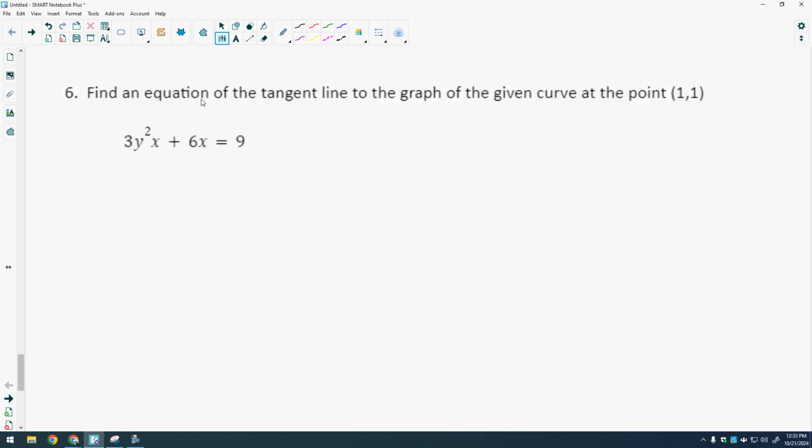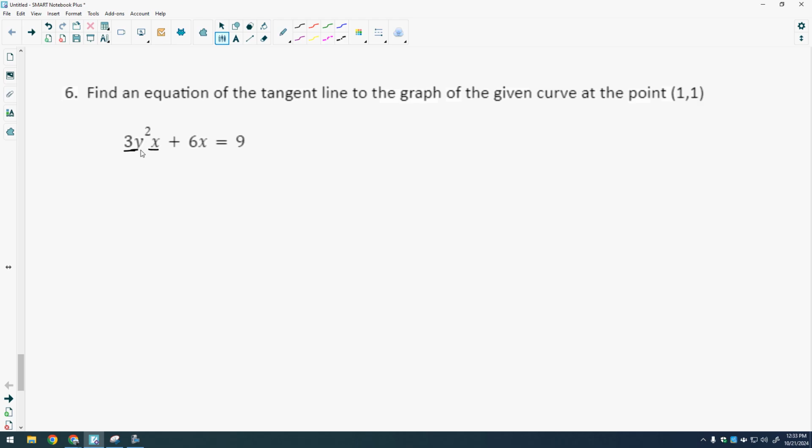Number 6, find the equation of the line. Back to question number 1, at the point (1, 1). This time I give you both x and y, whereas in the first one I gave you just x. We should be getting better at these techniques, so I'm just going to cruise through a little bit faster maybe. I have product rule, two things being multiplied together.